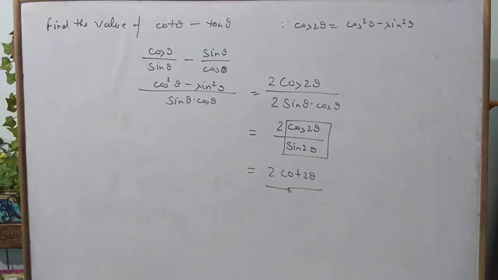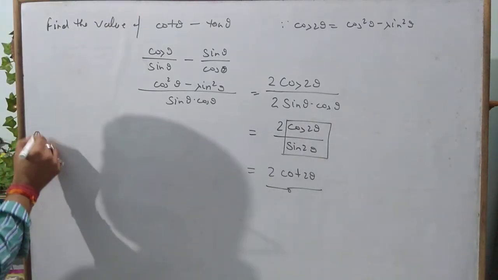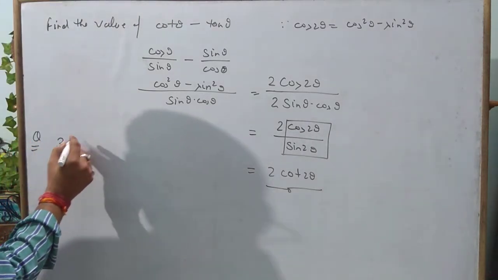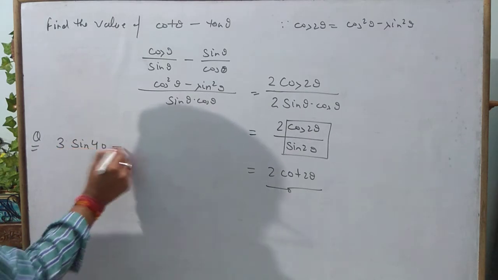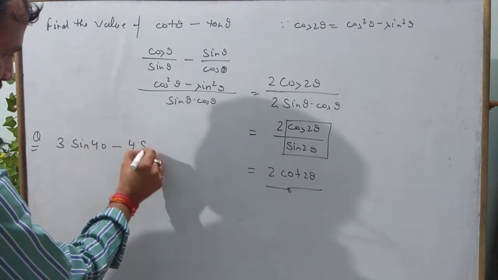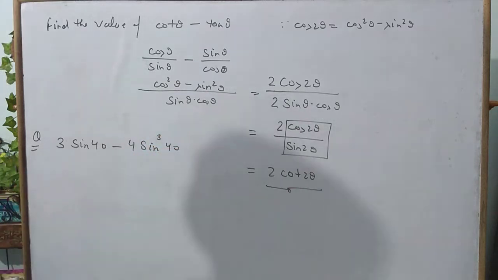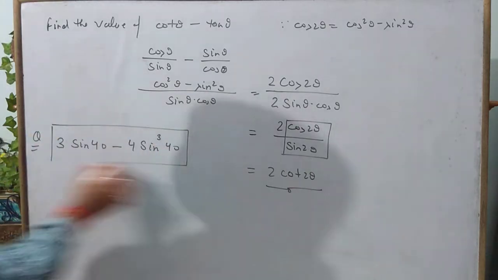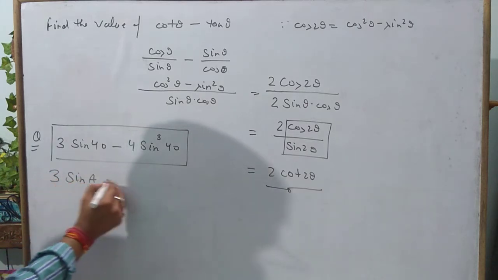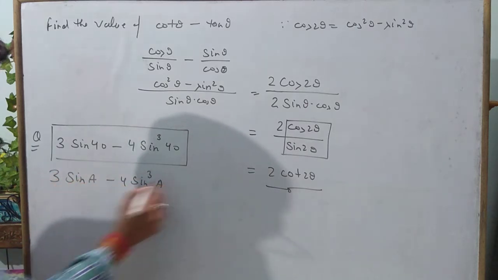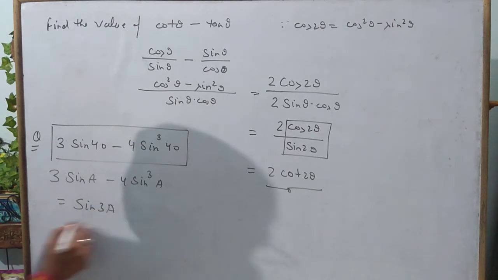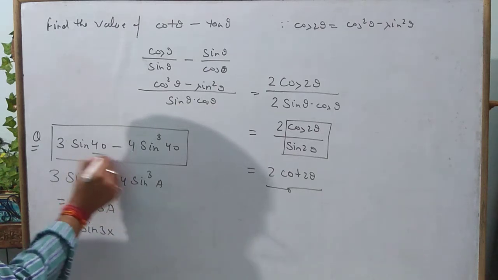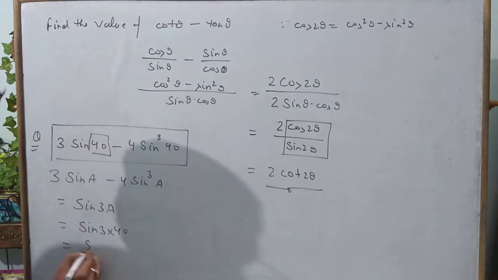So this is the way we can solve it. Again, one more question. The question is: find the value of 3 sin 40 minus 4 sin cube 40. This formula looks like 3 sin A minus 4 sin cube A, which becomes sin 3A. In place of A we write 40 degrees. So it becomes sin 120, and sin 120 is root 3 by 2.